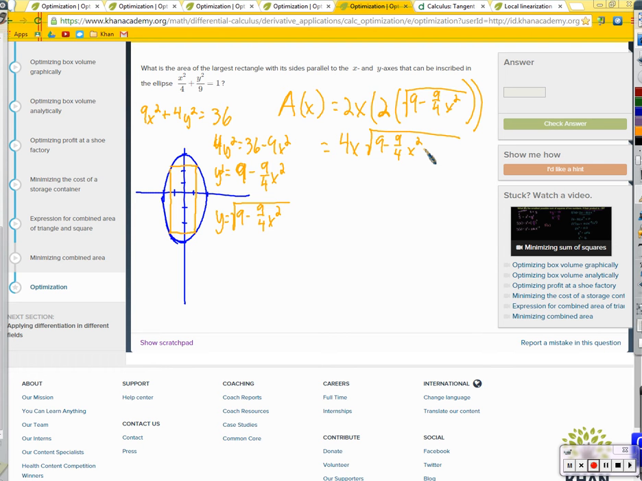If you do the product rule of this, you could do, I'll use the same thing. Let me see. 16x squared times 9 minus 9 fourths x squared. You see what I did there? I wrote this as the square root of 16x squared, right? And then multiply the two square roots together. And now this could be the square root of, now I have to distribute this, 9 times 16.